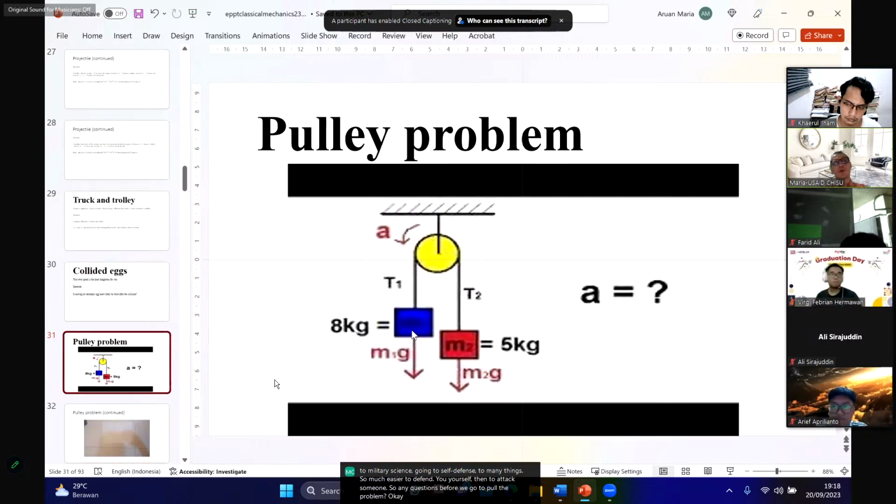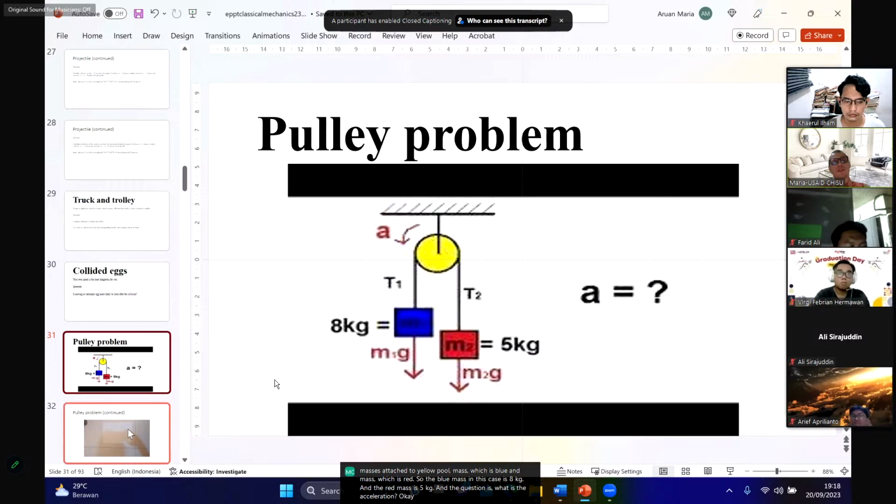Okay, so the pulley problem, slide 31. You see there is a pulley, a yellow pulley, and two masses attached to it: a blue mass and a red mass. The blue mass in this case is 8 kilograms and the red mass is 5 kilograms. And the question is, what is the acceleration?